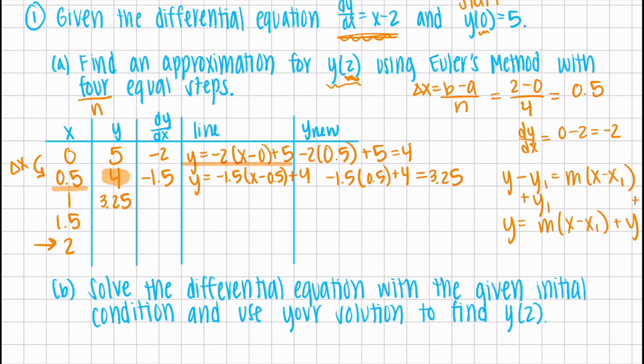Continue the process. So I'm going to find my dy/dx. 1 minus 2 is negative 1. Plug in to get your line. To get your new y, plug in your x on your next line. So negative 1.5 times 1 minus 1, wait, 1.5 minus 1 is going to be 0.5, plus 3.25. This is going to be 2.75. So you can see this gets a little bit tedious. But my new dy/dx is negative 0.5.